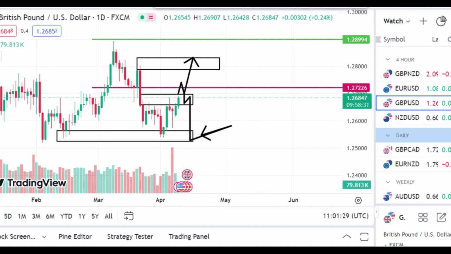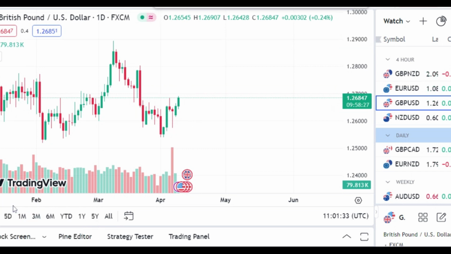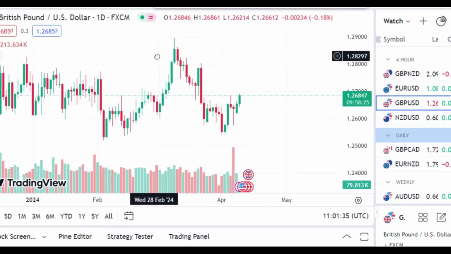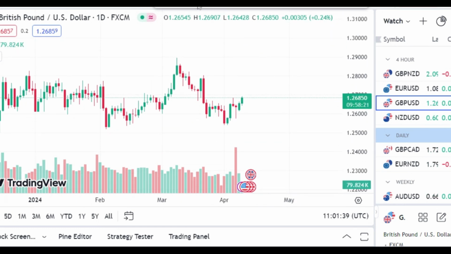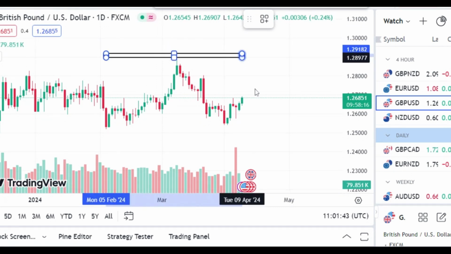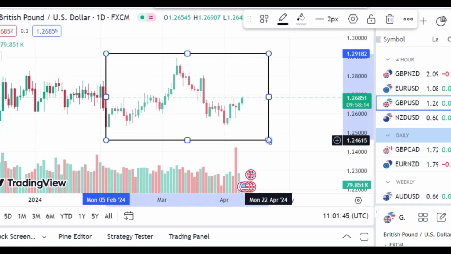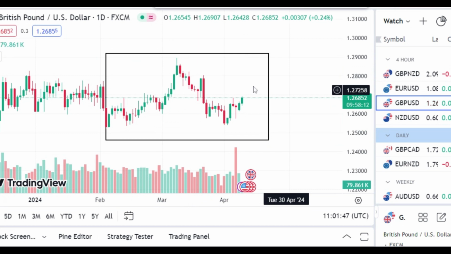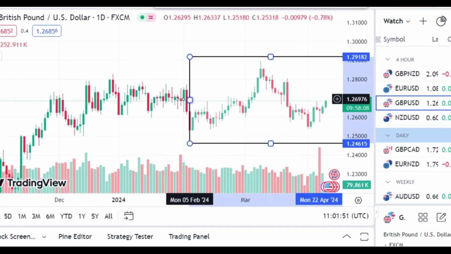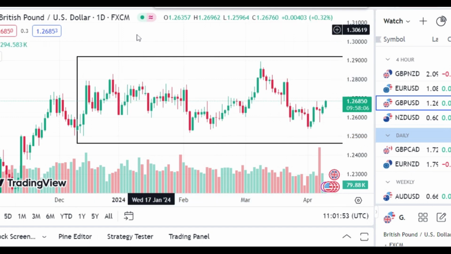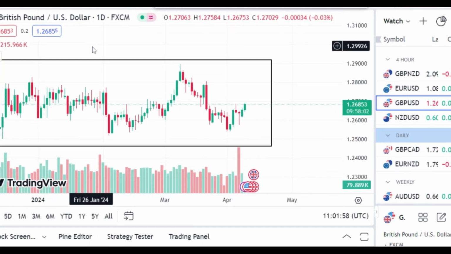The second one, if I'm to analyze the market, I will use the simple one, the box. I know I've not taught you about the box, but this is where the market has been consolidating for a long period of time. You see, the market has been consolidating on daily, weekly, 4 hour. And what do you do? You just wait for this market to break this zone and you enter the market.